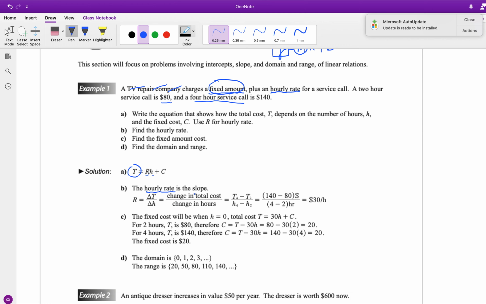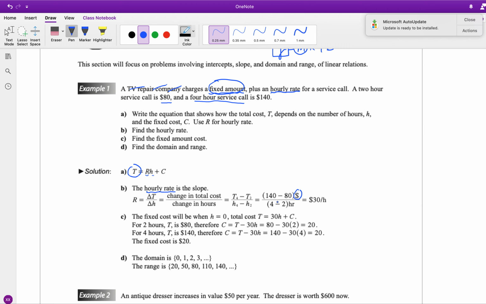That means the more hours it takes, the more you're going to be charged. Now we can use these two pieces of information. First of all, it says 2 hours is this fee, and 4 hours is this fee. So the total cost for 4 hours, T4, is 140. Subtract the 2-hour charge, which is 80. So this is how much you're being charged.